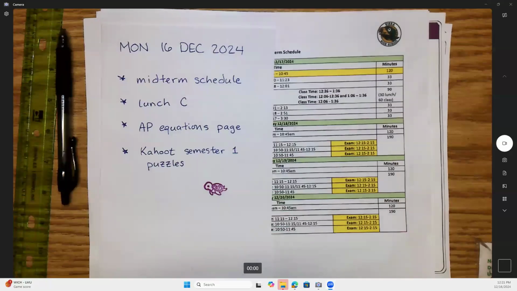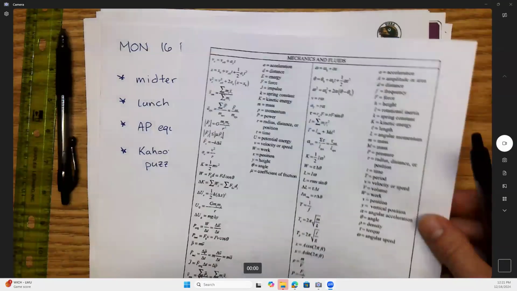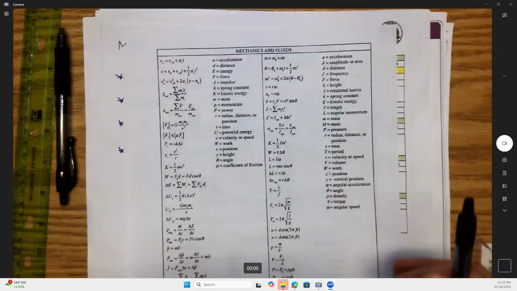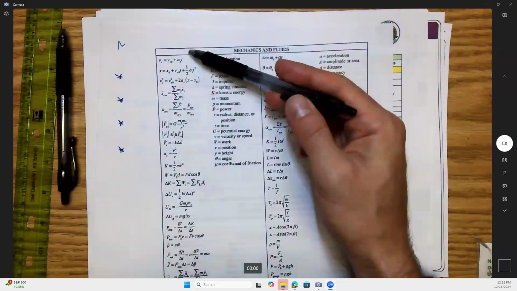Ooh, AP equations. So back in August, I gave you guys the old AP equations that they've been using for about 10 years now, but this is the updated version. So this one's new. There's a lot of overlap, but there's a few different things. So let's go over it.